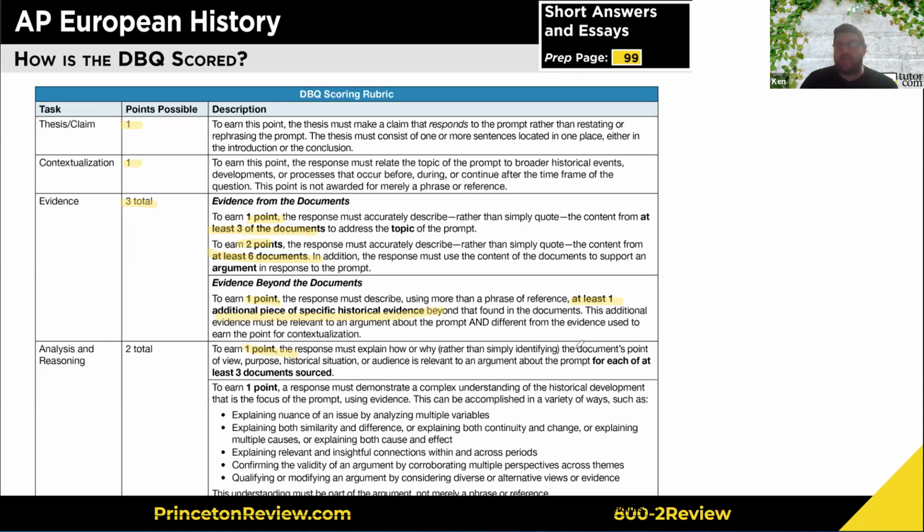Finally, you get 1 point if you can talk about the document's point of view, purpose, historical situation, or audience, like who the speaker of the document was and why they might have said what they said. That's a point. And finally, there's this last point for historical development. And usually that can be earned by connecting and grouping the documents in different ways. And all of this will be part of our basic approach. So let's get into that.